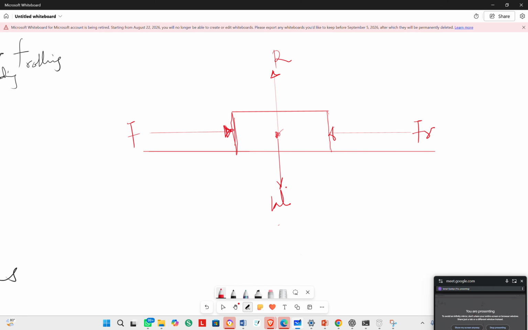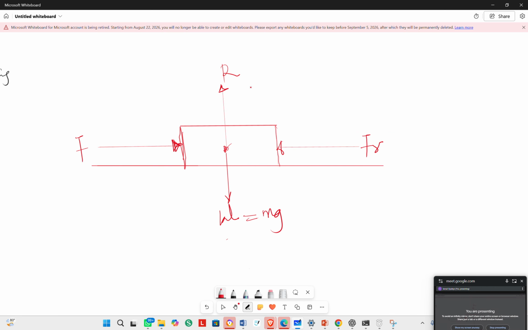That force acting downward is the weight, okay? So it has been obtained. This weight is equal to mg, right? And for this reaction force, when you take the algebraic sum of forces acting along the vertical axis, the summation of F_y will be equal to 0 because there is no acceleration along that vertical axis.